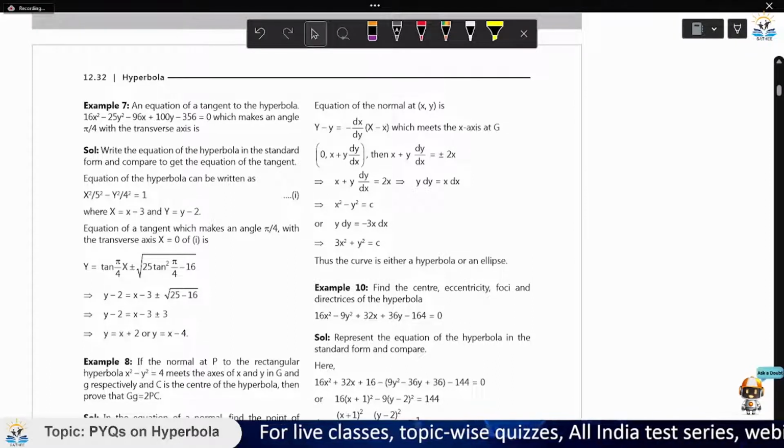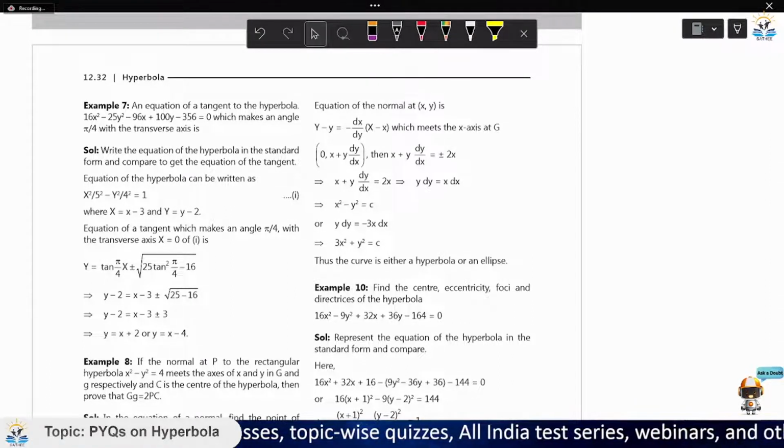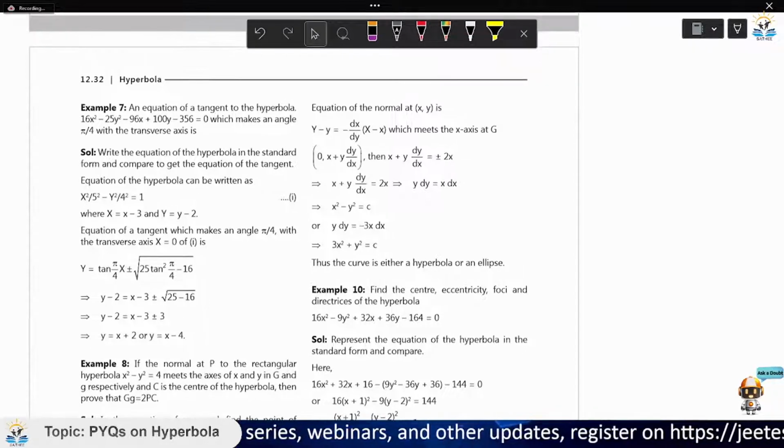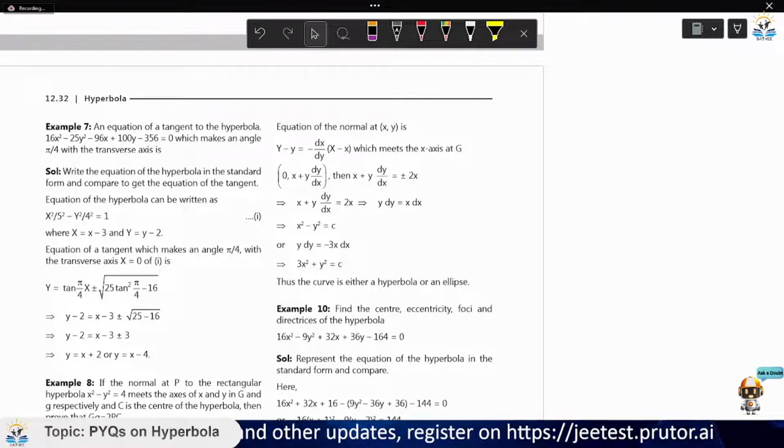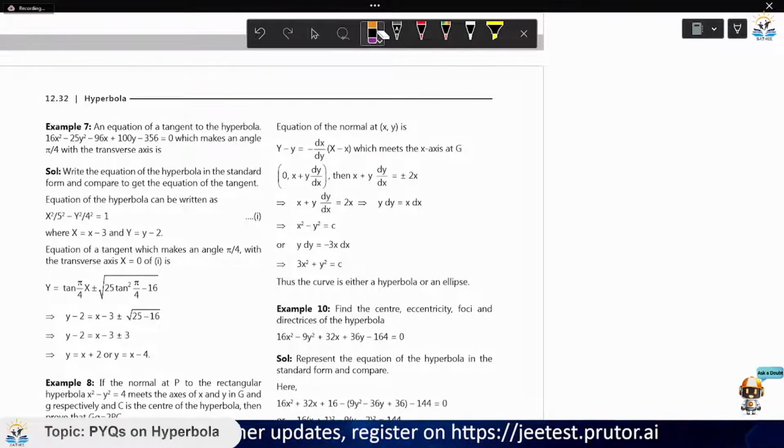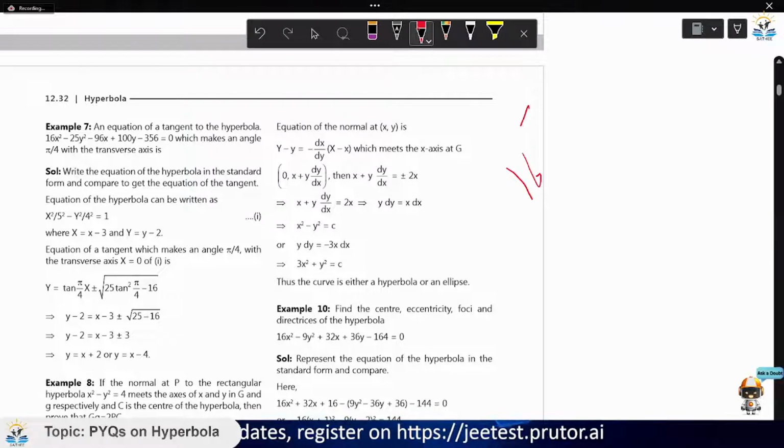The next question we have here is question number 7, and let's see what the question says. The equation of a tangent to the hyperbola which makes an angle pi by 4 with the transverse axis. Okay, since it is looking like a standard hyperbola, let us convert this into a standard hyperbola first. So let me see, do we have a 16 factor here? Yeah, we have. So let's try to make it happen.